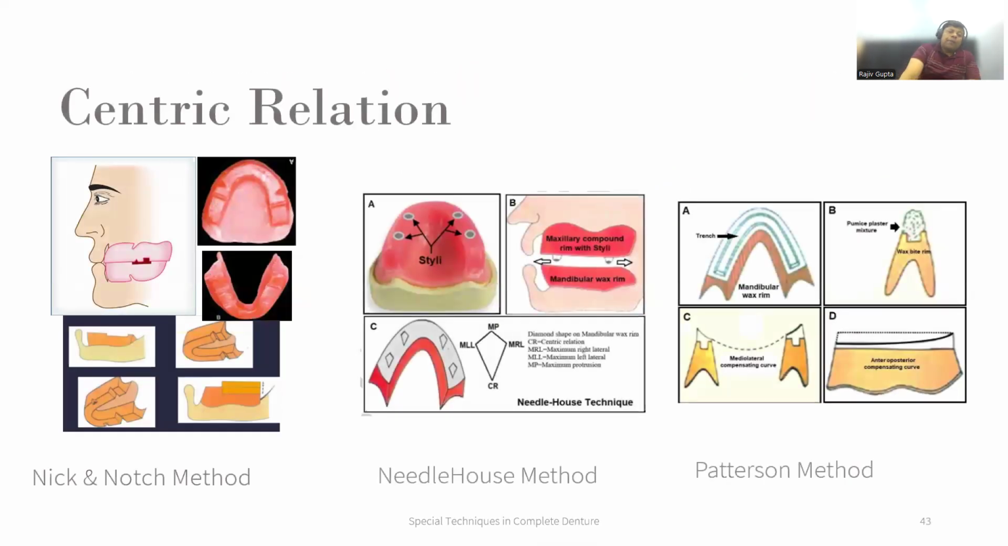Then coming to the horizontal jaw relation, in that we are recording the centric relation. In that we have different methods. One, again the most commonly taught and done in our clinical postings, is the Nick and Notch method. And other methods are the Needle House and Peterson methods.